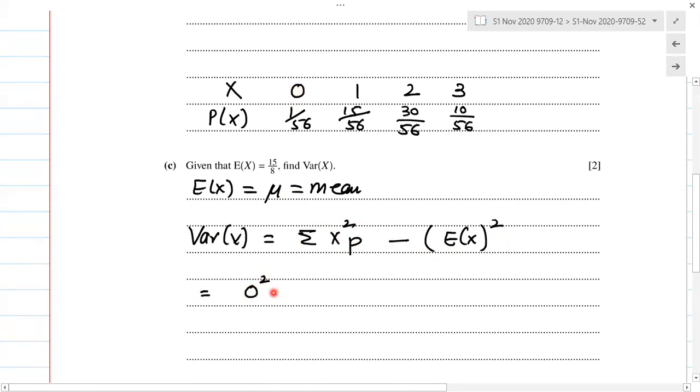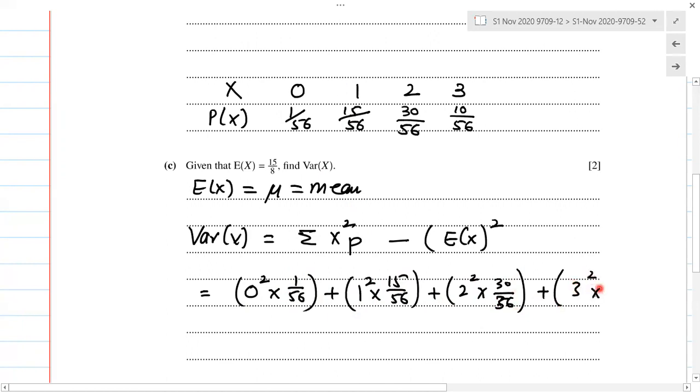So we have x squared times p, which is 0 squared times 1 over 56, plus 1 squared, that's the x value, multiplied by its corresponding probability, that's 15 over 56, plus 2 squared multiplied by 30 over 56, plus 3 squared multiplied by 10 over 56. So this is sigma, we're adding them all up, so that's sigma x squared times p. That's what we have done right over here.